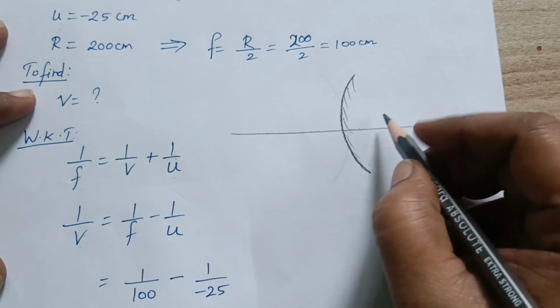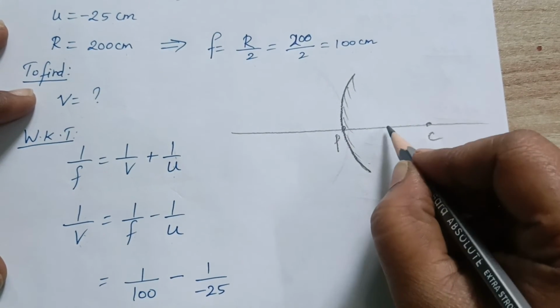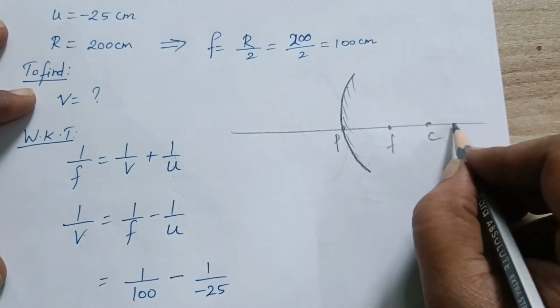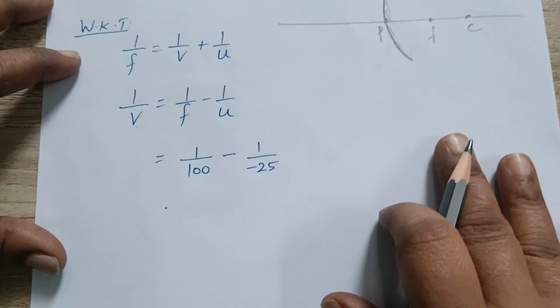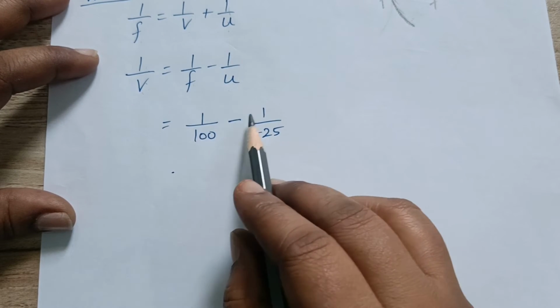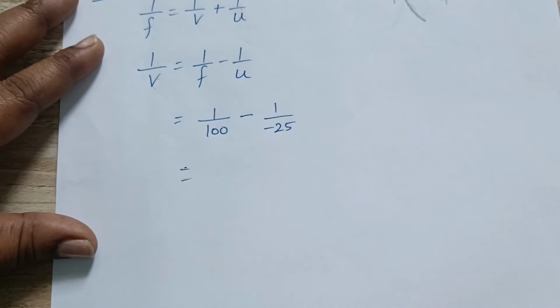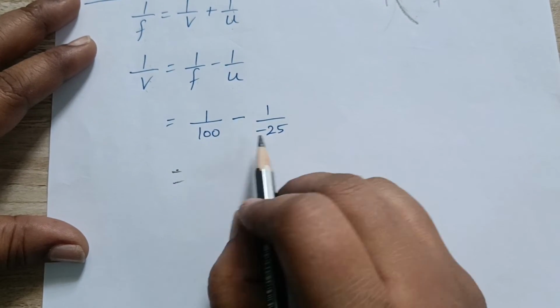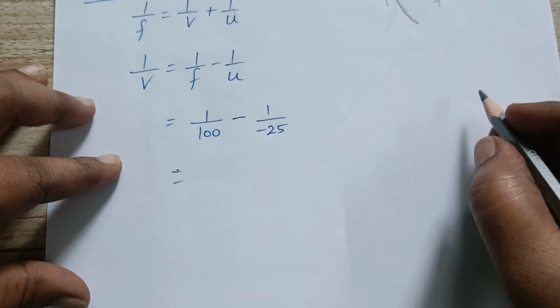So always your f will be here. This is your pole, this is the center of curvature, and f will lie here on the positive side. So f equals 100 centimeter, positive only. Do the calculation: 1 by f is 1 by 100 minus 1 by u, which is minus 25. To subtract, we need a common denominator, so take the LCM.